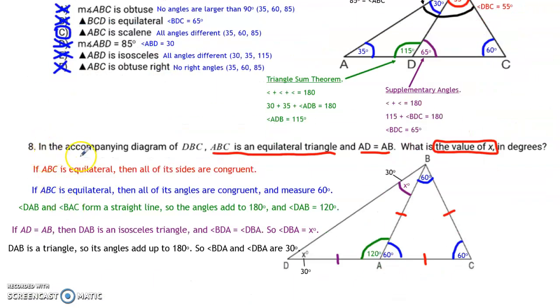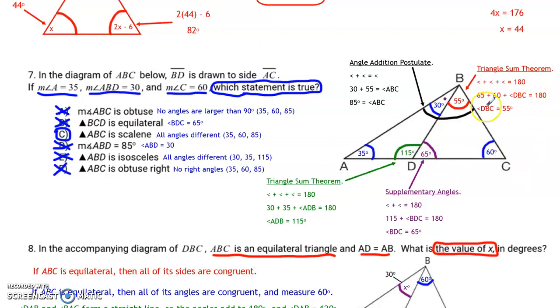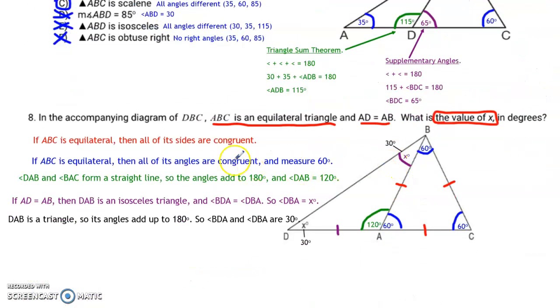All right, for question number 8, we're told that ABC is an equilateral triangle. And we're also told that AD is equal to AB. What I did here, instead of listing out my theorems the way I did for number 7, I tried to do it in order in terms of my logical argument. So hopefully you can follow along here with the colors. The first statement says if ABC is equilateral, then all of its sides are congruent. So I labeled that in red.